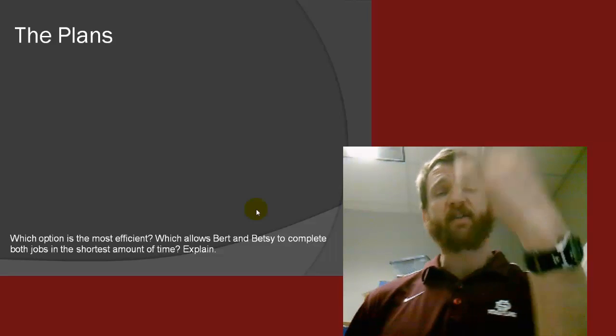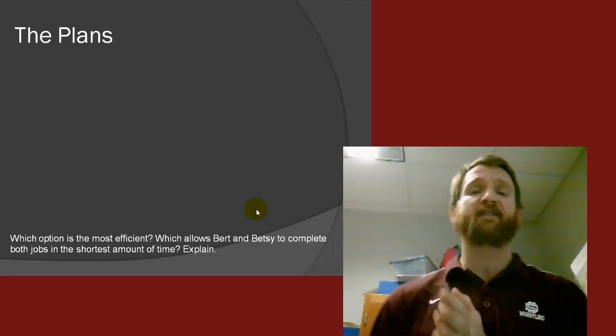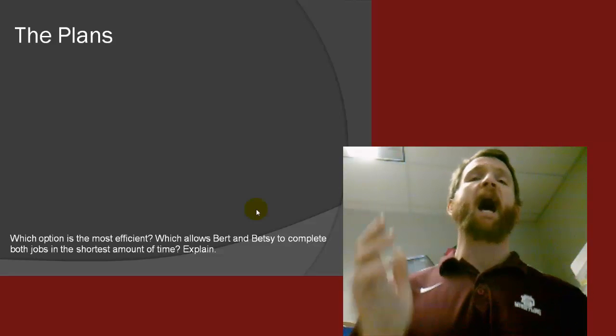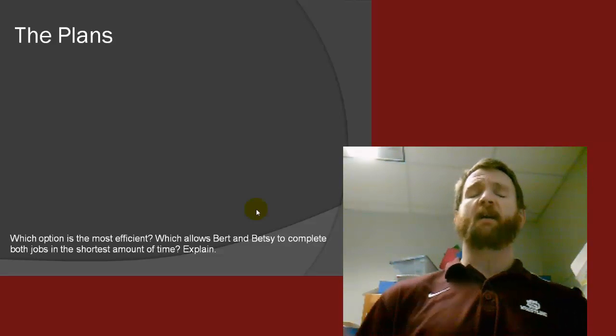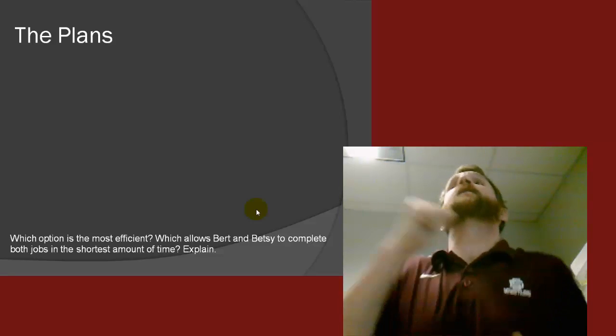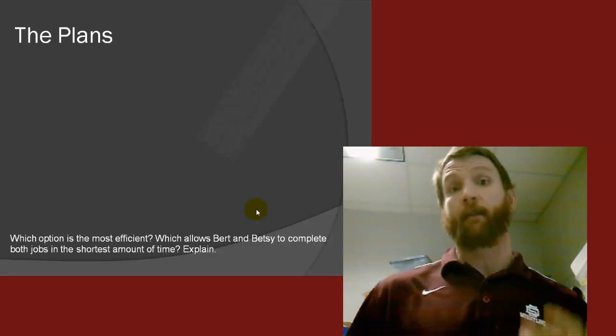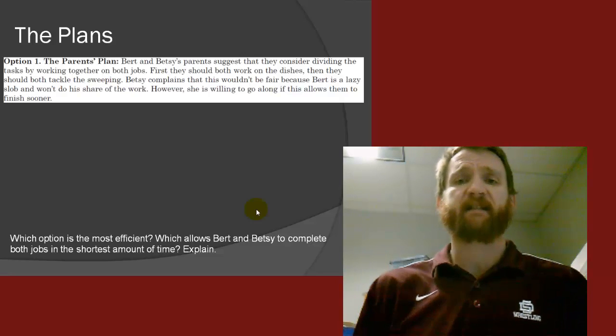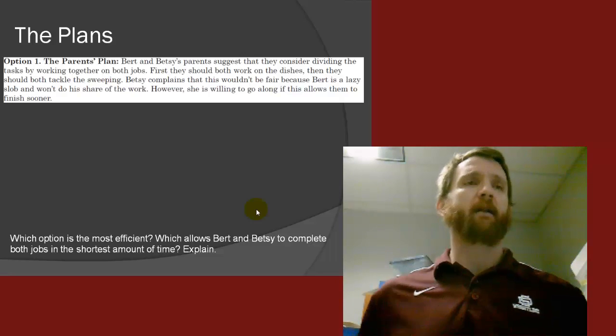All right, remember, they want to get out and get done as quickly as possible. So their parents have a plan, they've each got a plan, and their friends all have plans. So we've got to pick the most efficient option, which is going to allow Bert and Betsy to complete both jobs in the shortest amount of time so they can go dance and they can go out to dinner with their partners and have some fun. Well, the parents' plan.